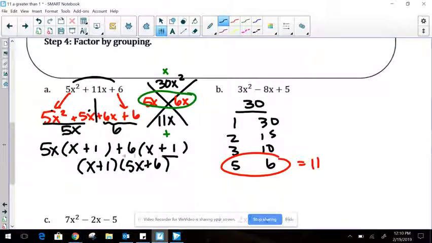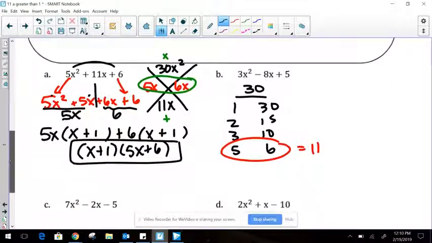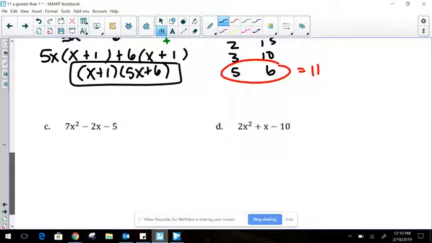Okay, so not too bad. That's my final answer. Really not that much different than before. We just have a number in front of the first term. So let's try C.